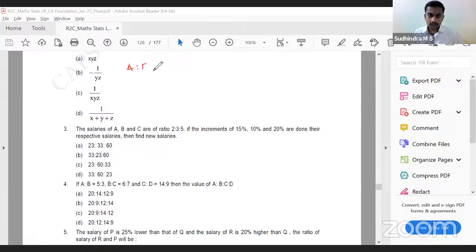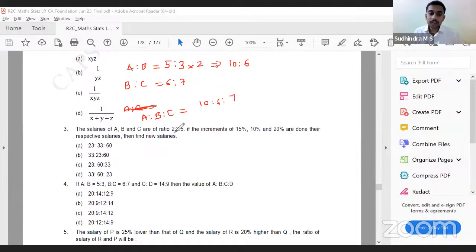A is to B is 5:3. B is to C is 6:7. So to compare the two ratios and get A is to C, I have to multiply the first ratio by 2 so that I get B as 6. So 10:6. Therefore, the ratio would be A is to B is to C is 10:6:7. Whereas C is to D is 14:9.